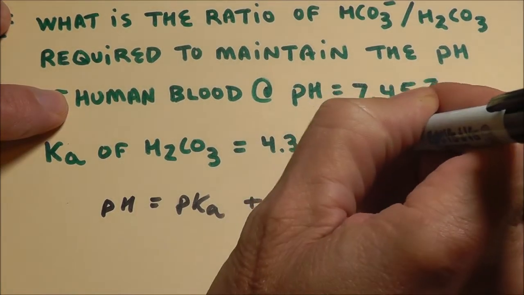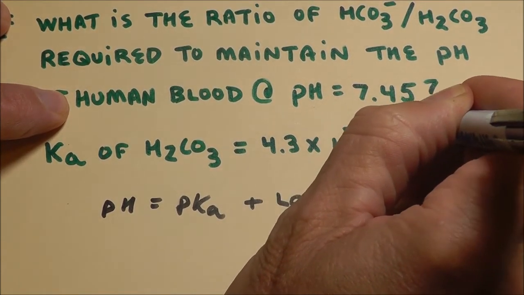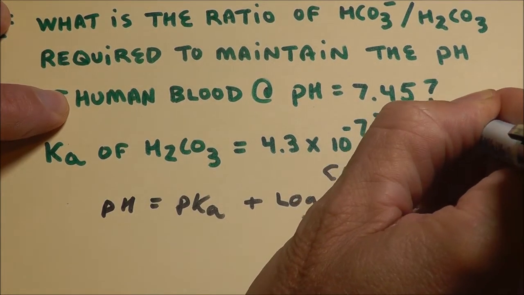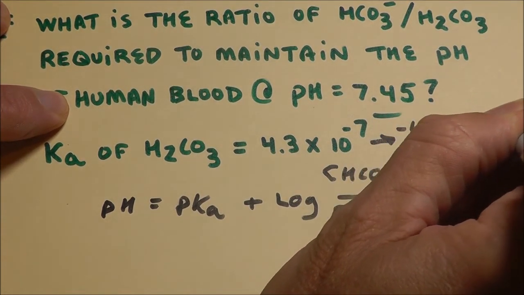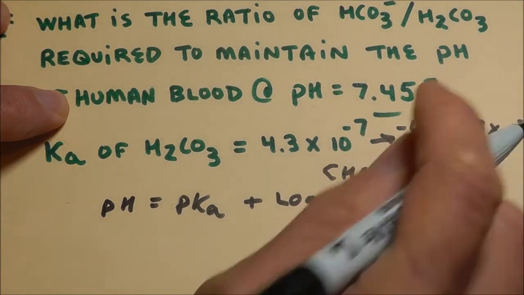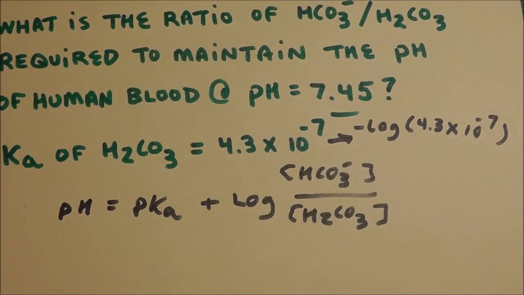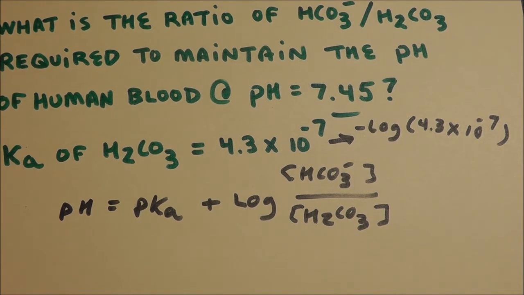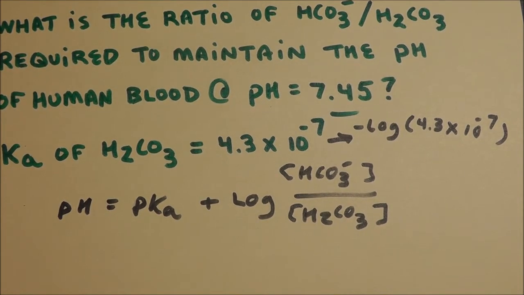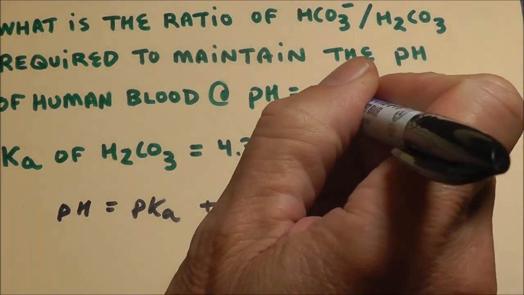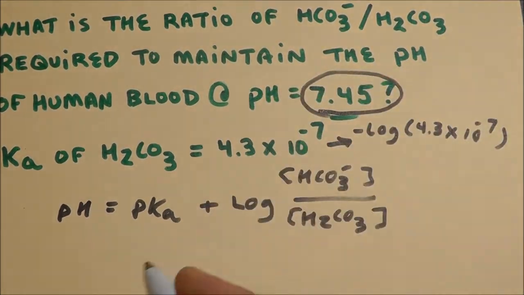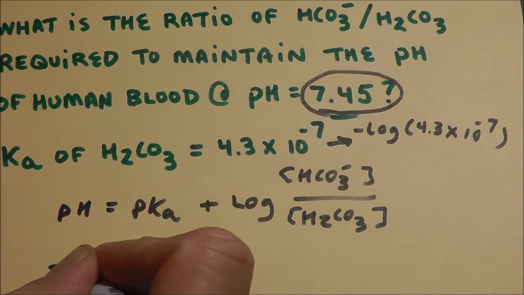And I'm going to do the negative log of the Ka that is in most Ka tables. It's actually not in the one that I use, because mine's pretty incomplete. It fits on one page. So let's figure out what the pKa is. 4.3 times 10 to the minus 7. I'm going to take a log, take the negative of that, and I get 6.37. Now, they gave us the pH 7.45, so given was 7.45.